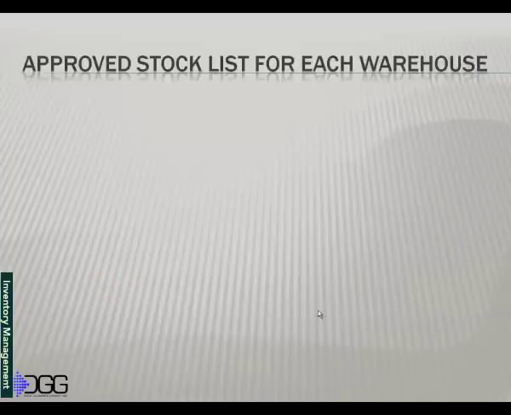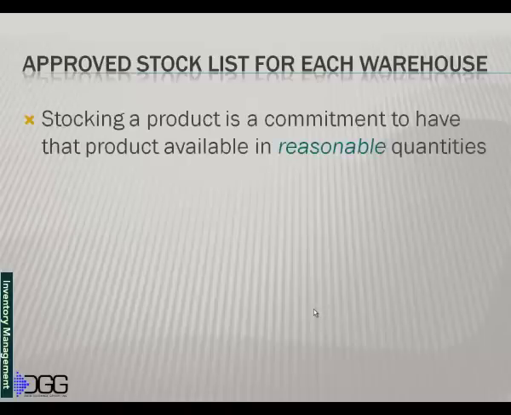So the first thing we need to come up with in inventory management is the answer to the question, what to stock, which means we need an approved stock list for each warehouse. In a warehouse, we have to realize that stocking an item is a commitment to having that product available in reasonable quantities. And let's define reasonable. Reasonable quantities means sufficient quantity to have a reasonable expectation that you will meet the desired service level.